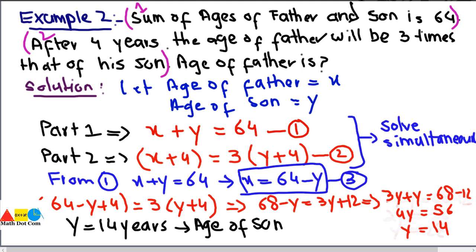So we will put the value in equation 1, or in equation 3 we can put the value. Equation 3 is x equals 64 minus y. So x equals 64 minus 14, that is equal to 50. So the age of father is 50 years.